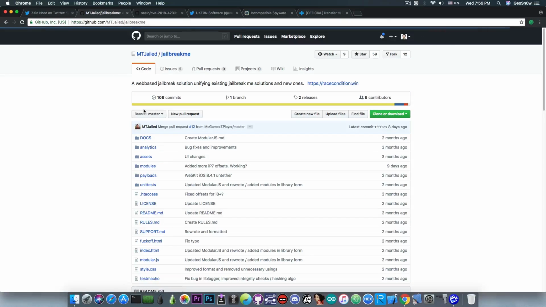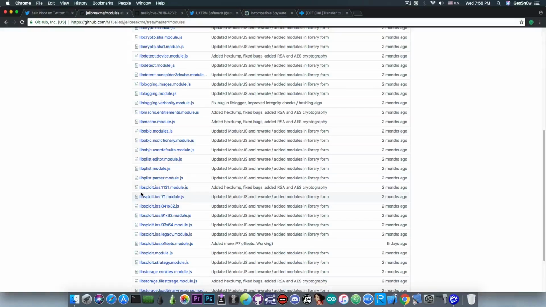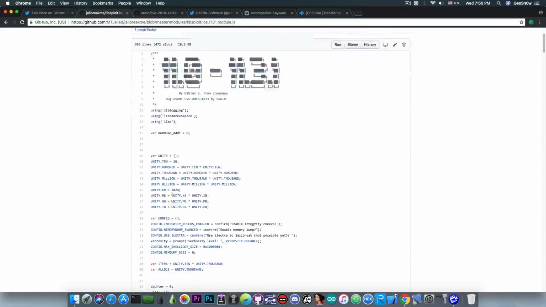Anyways, going ahead in here on the modules, you can see that there is a file called libsploit.ios 11.3.1 module. And this is where the magic happens for the 11.3.1.